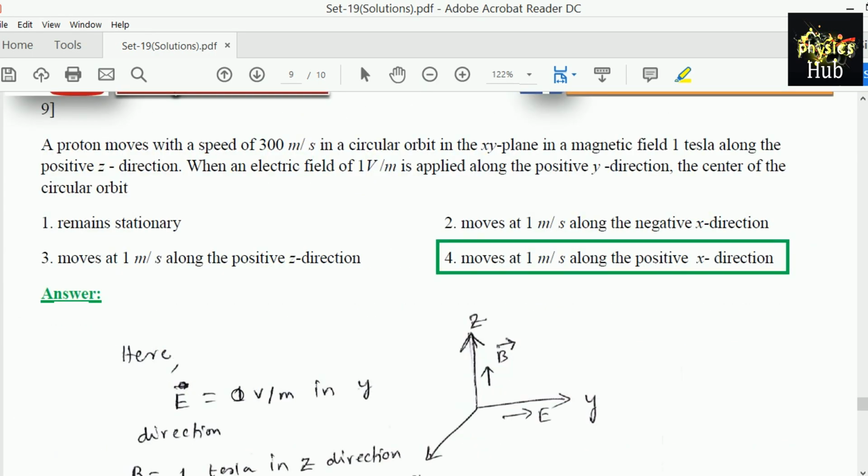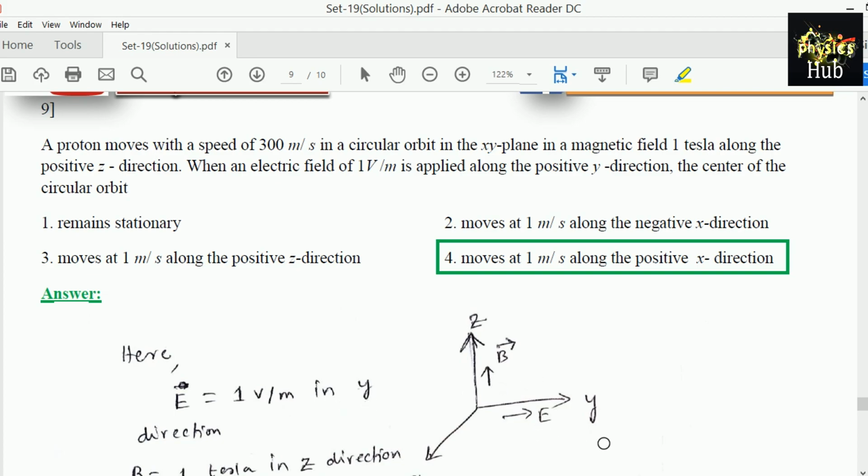Question number 9. A proton moves with a speed of 300 meters per second in a circular orbit in the XY plane in a magnetic field of 1 Tesla around the positive Z direction. When an electric field of 1 volt per meter is applied along the positive Y direction, the center of the circular orbit. So this is a very trivial problem. Very often you have seen this type of problem.